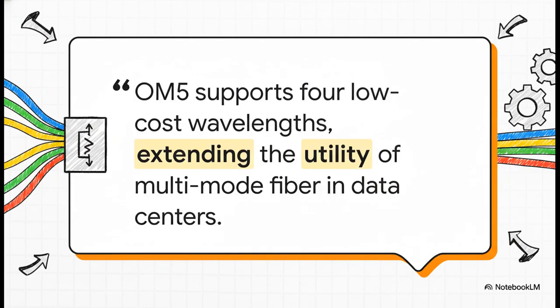So you might be asking, if OM5 has the same distance rating as OM4, why does it even exist? Well, the answer, as Cisco points out here, is all about future-proofing. It's built for a tech called short wavelength division multiplexing. Just think of it like this. Instead of one color of light, OM5 can handle 4 different colors at once, each carrying its own data. It multiplies your bandwidth without having to run 4 times the cable. It's a really clever way to scale things up.